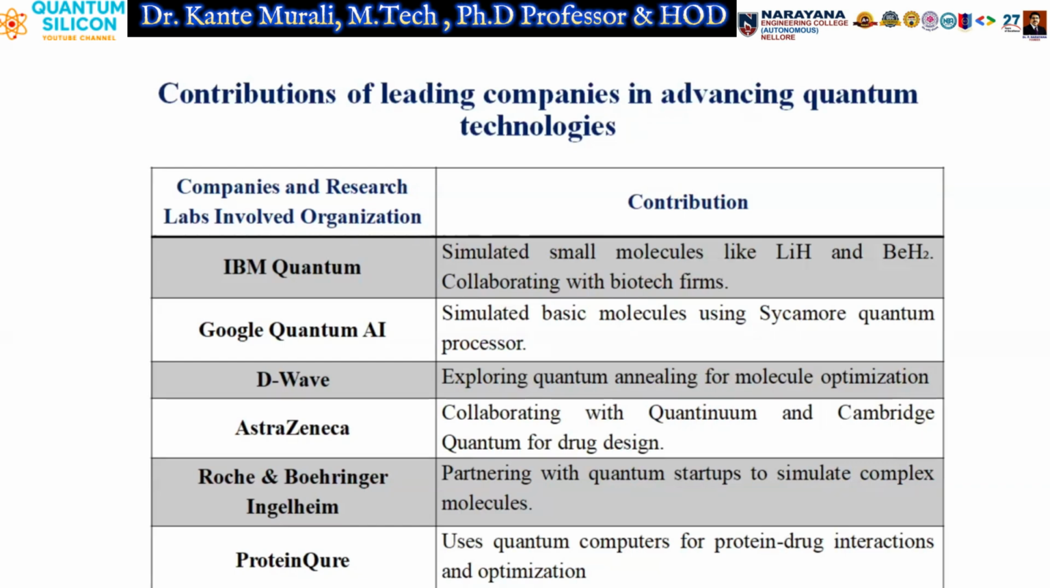See, one by one: IBM Quantum is working on simulating small molecules like LiH and BeH2, collaborating with biotech firms. Google Quantum AI simulated basic molecules using a synchronous quantum process. But D-Wave explores quantum annealing for molecular optimization. Ultragenyx is collaborating with Quantinuum and Cambridge for drug design. Like in protein folding, you use quantum computers for protein-drug interactions and optimizations. By seeing this, you can observe the importance of quantum computing in the case of healthcare. Healthcare, that's what I'm trying to convey by showing this slide.